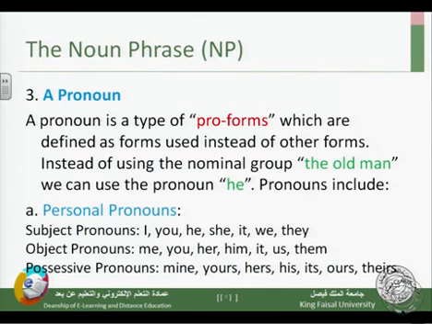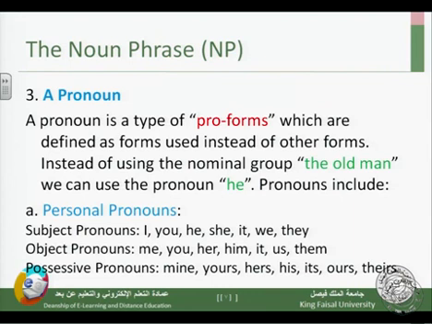Pronouns include several types. The first one is personal pronouns. And personal pronouns are further subdivided into subject pronouns like I, you, he, she, it, we, and they.